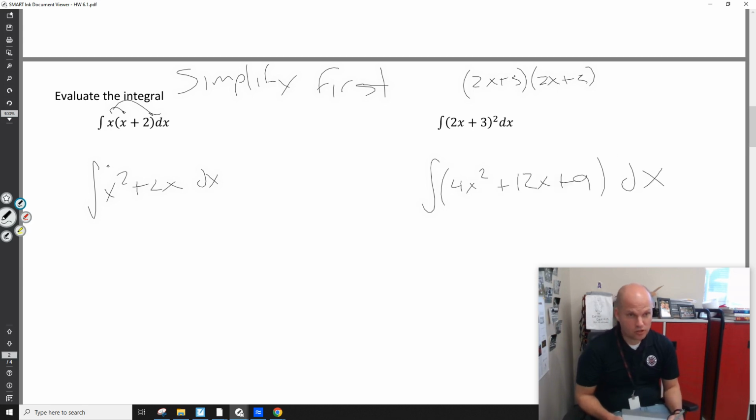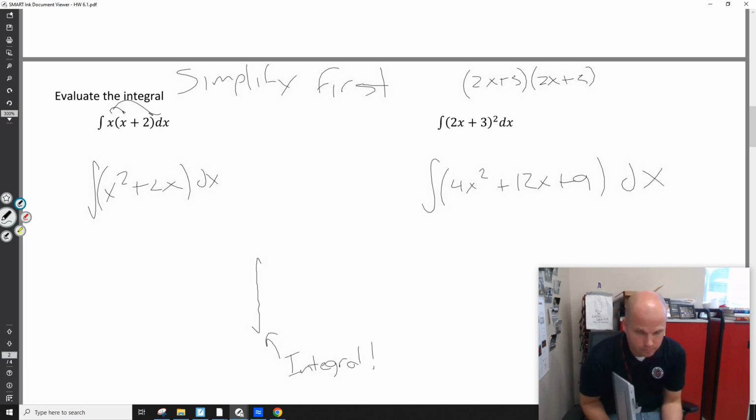And understand that this symbol is a new symbol. It's a skinny s. It's tall. We call it an integral. You need to be able to call it an integral. Don't say it's a skinny s. It's an integral. For right now, the integral means you're taking the antiderivative.